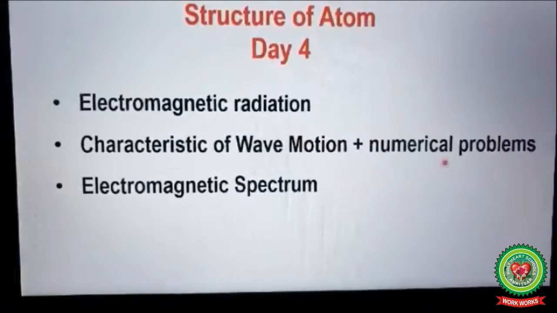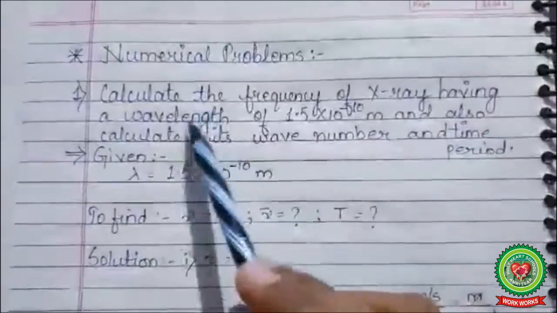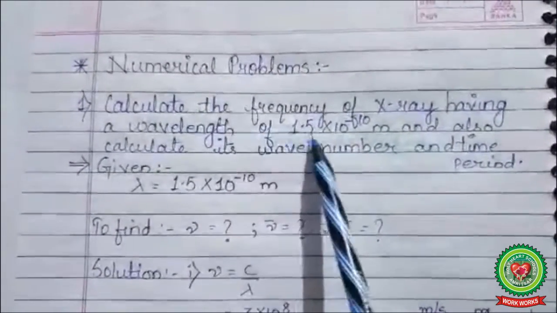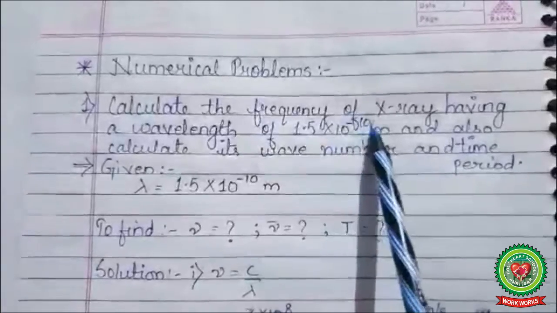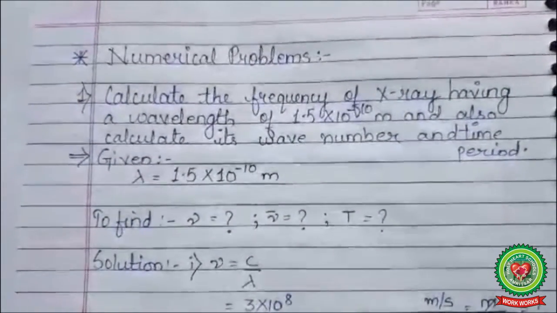Now let's begin with the numerical problems of this part. The first numerical problem is: calculate the frequency of an X-ray having a wavelength of 1.5 into 10 to power minus 10 meter, and also calculate its wave number and time period.